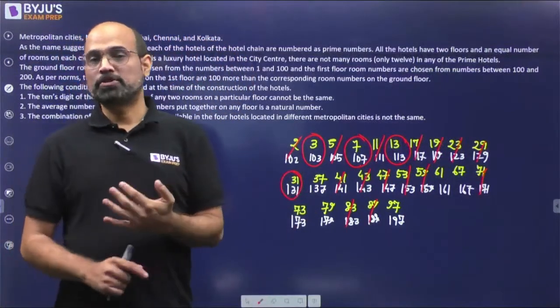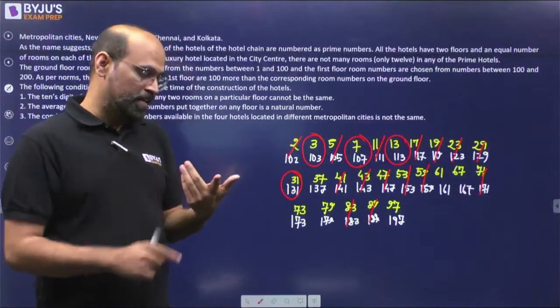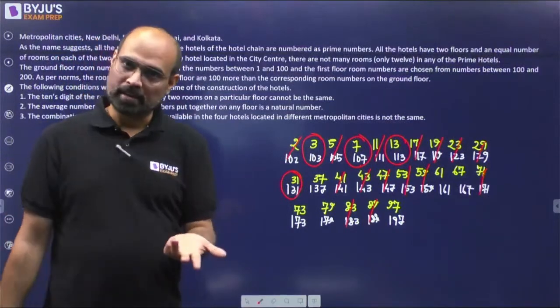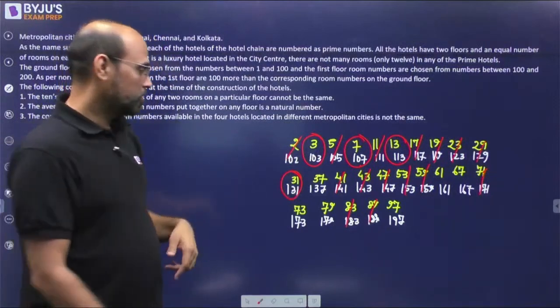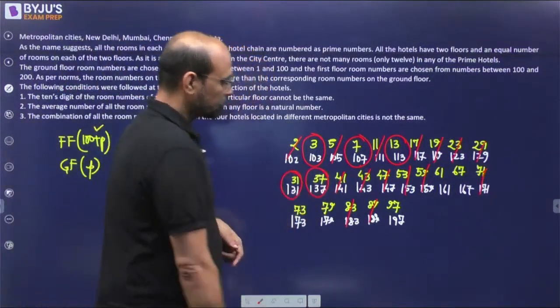137. Is it divisible by 2? No. 3? No. 5? No. 7? No. Right? Is it divisible by 11? No, it's not. So this is the next one.